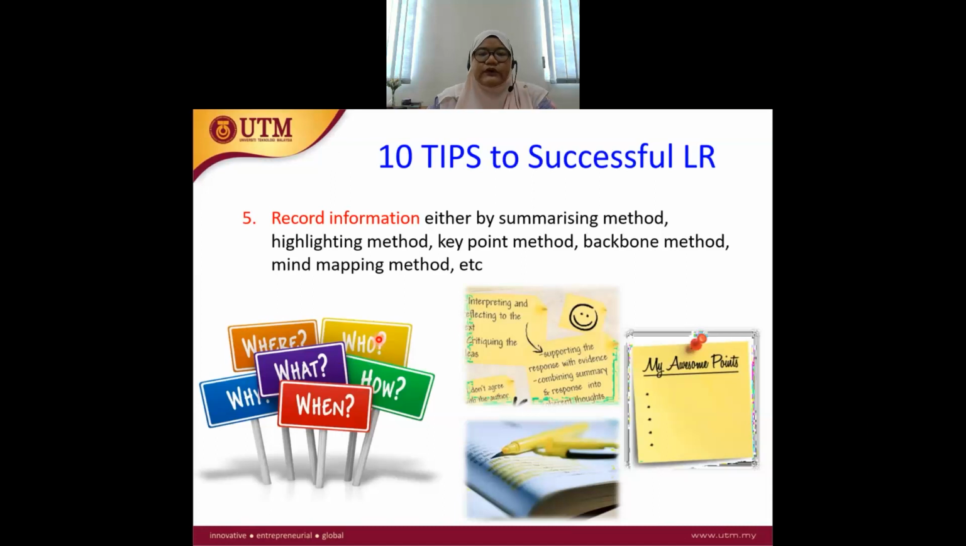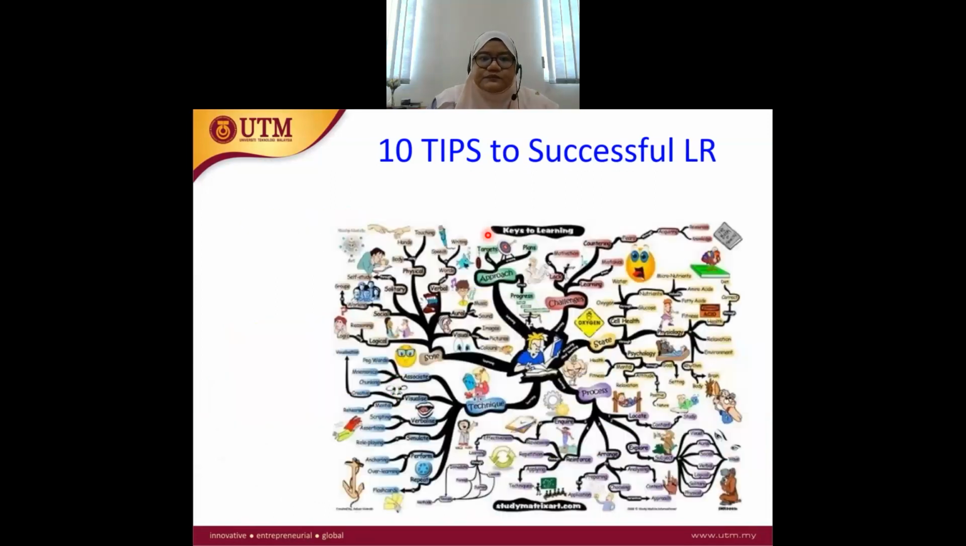Okay, record information. You have to record the information either by summarizing the method in a table or highlighting the key points, using the backbone method and mind mapping. So this one is your option. You can summarize it by putting it in a table for easy access. This one is the mind mapping, maybe for one journal article that you find.